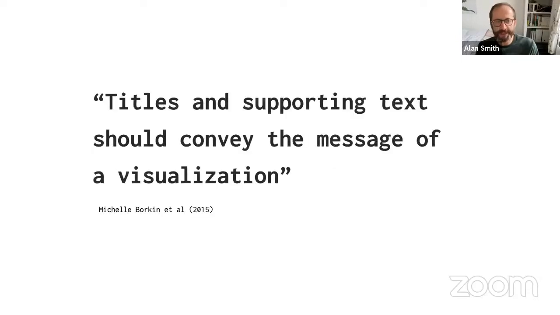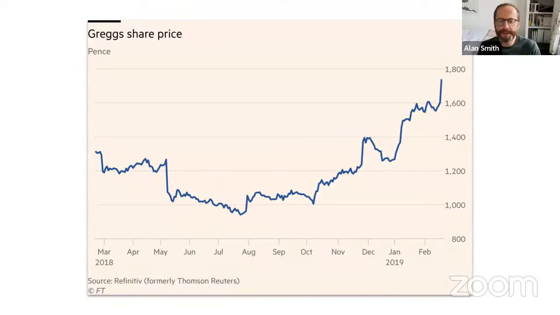Final piece of advice for the session is to make sure that you write good charts, which might seem like an odd piece of advice, but the latest academic research suggests that titles and text are amongst the most important and memorable bits of a chart. If I give you a chart like this, what is it telling you? A bit like our World Bank example, right? Something's gone up, trend, right? We switch off from the seminar today and you have instantly forgotten that information, right?